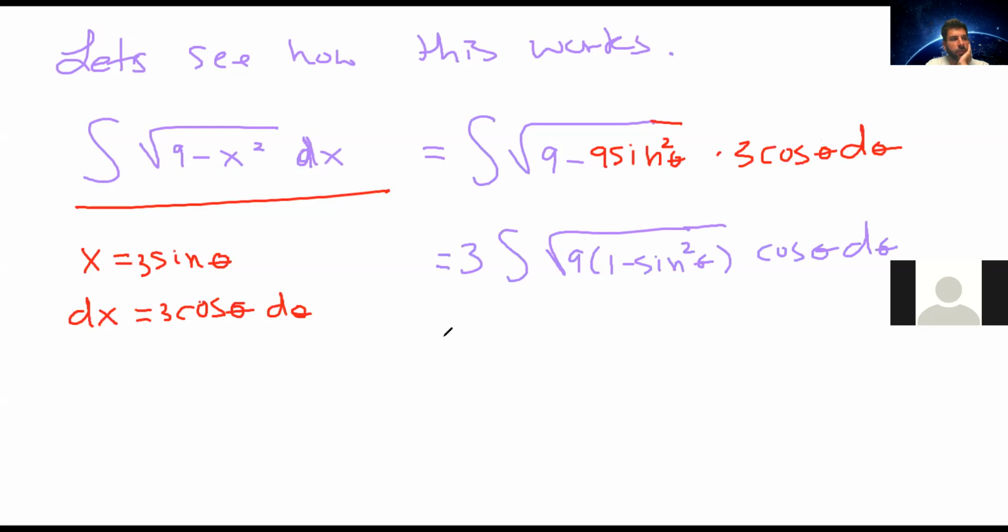We know what happens to that square root. We already saw it simplifies to 3 cosine squared, square rooted. So this becomes 3 times 3 is 9. Let's take our time. So this becomes 3 times, and then in here you have 3 cosine theta times cosine theta d theta.